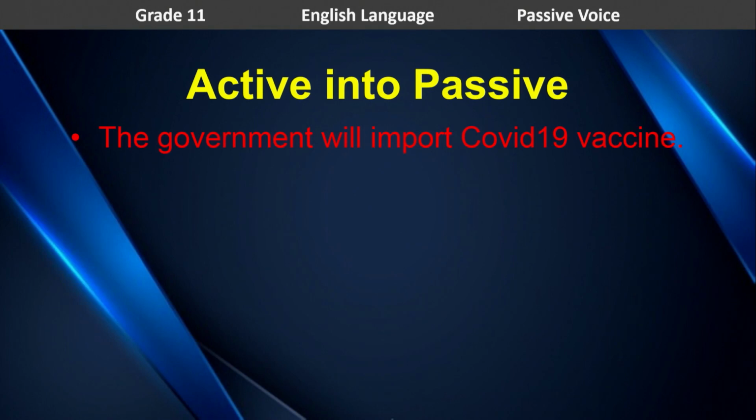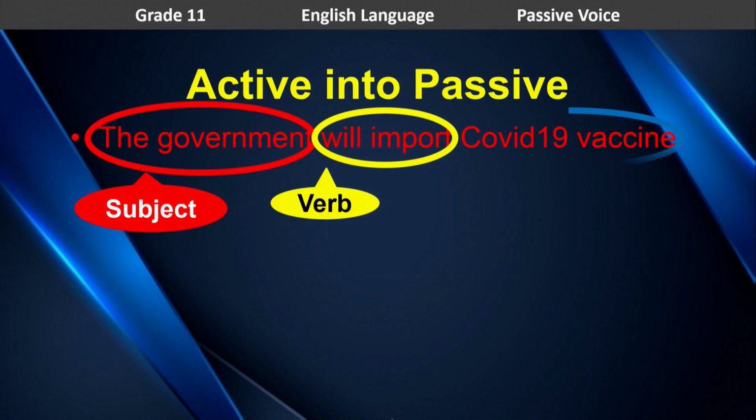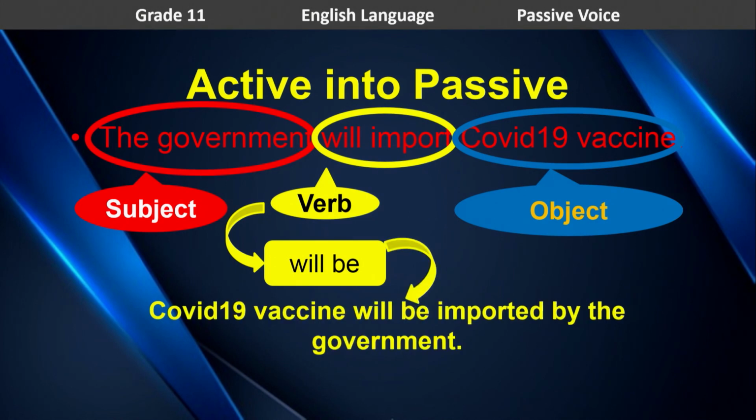The government will import COVID-19 vaccine. Suchitra, hope that this is going to be a reality. Yeah, definitely. And then you better try to convert it into the passive voice. The government is the subject. Will import is the verb. COVID-19 vaccine is the object. Can you convert it? Yes. With so much hope, let's convert this now. COVID-19 vaccine will be imported by the government.